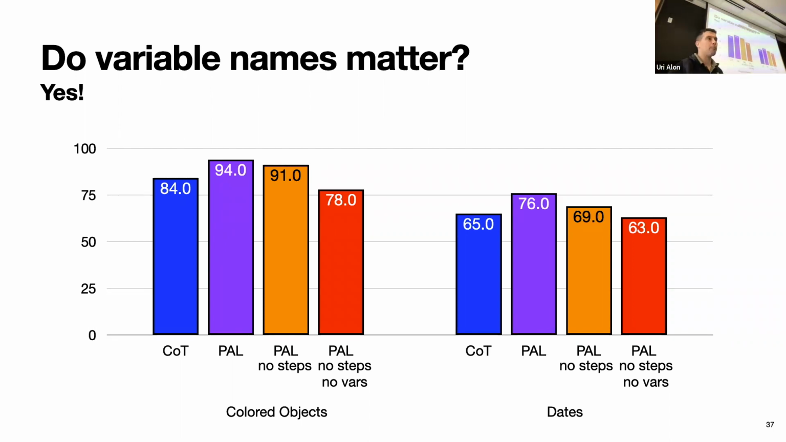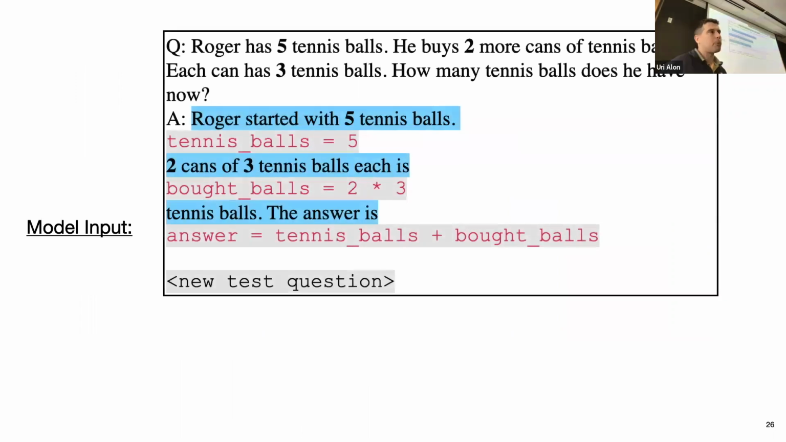And we believe that using meaningful variable names, so for example, using variable names such as tennis balls and bought balls, is very helpful because it allows the model to link the entities in the text with the entities in the code. And by not using meaningful variable names, it's sometimes hard for the model to track which variable refers to which entity in the natural language question.